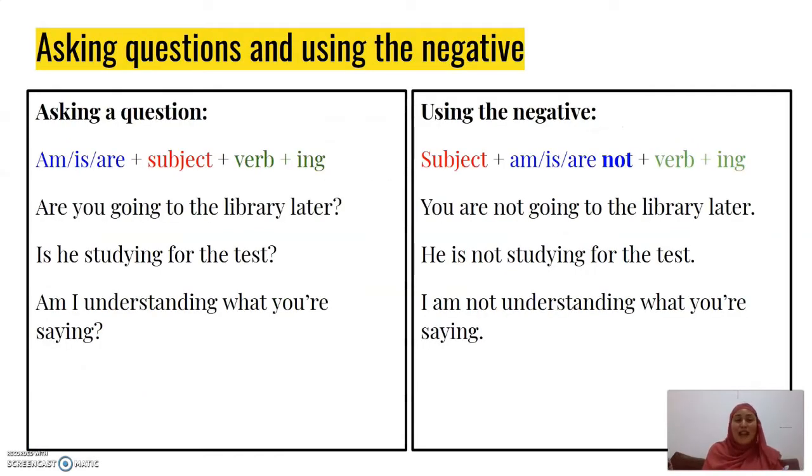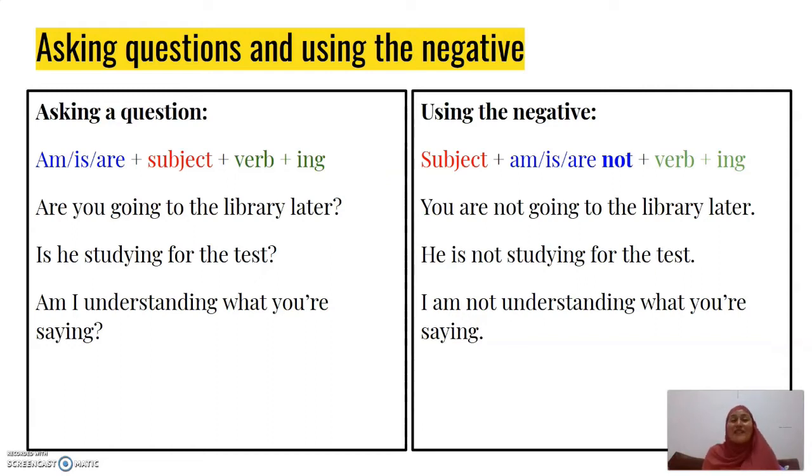Now let's review how to ask questions and use the negative in the present continuous. So to ask a question, you have am, is, or are, plus the subject, plus verb, plus ing. Remember, you need to use subject-verb agreement when you're asking these questions, so make sure you think carefully about what your subject is. Oh, thank you, Molly.